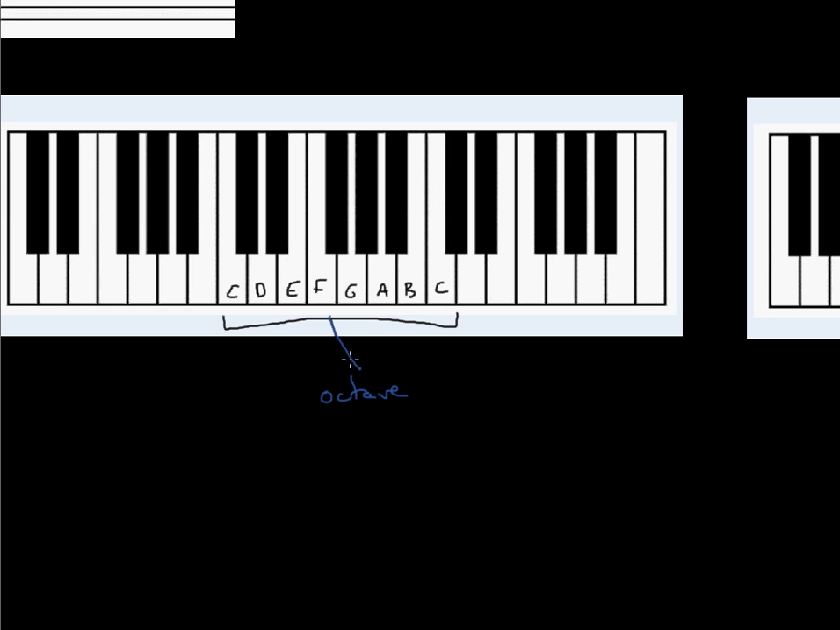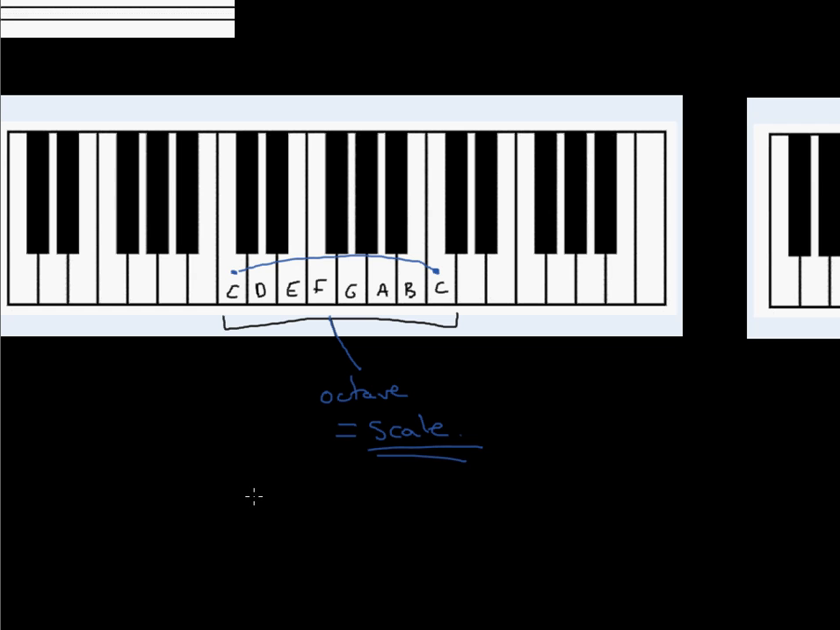To be perfectly honest, the interval, the distance from this C to this C, is what an octave is. But all these notes from C to C, this is called a scale. But I don't want to confuse you too much at this early stage.